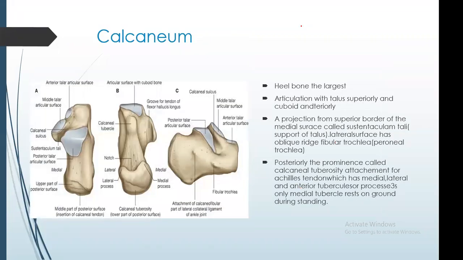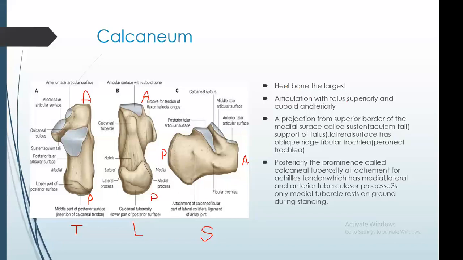Calcaneum. The calcaneum, which is also called the heel bone, is the largest bone of the foot. This is the anterior part, this is the posterior part. The same goes here: this is the posterior, anterior. This is the anterior part, and this is the posterior. This is the top view when you look at it from the top. This is the lower side view, and this is the lateral view.